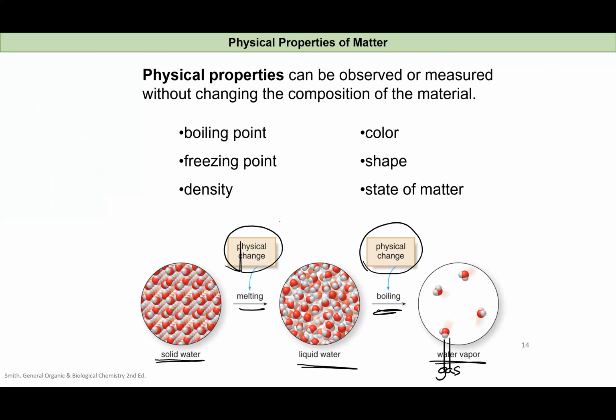So things like the temperature that freezing occurs at and the temperature that boiling occurs at are what we call physical properties. We can observe them, we can measure them, as long as the composition of the matter stays exactly the same, that it's still water, it'll have the same boiling point and freezing point. It'll also have the same density, which will be its mass relative to its volume, the same color, shape, and again, whether or not it's a liquid, a solid, or a gas at a given temperature.